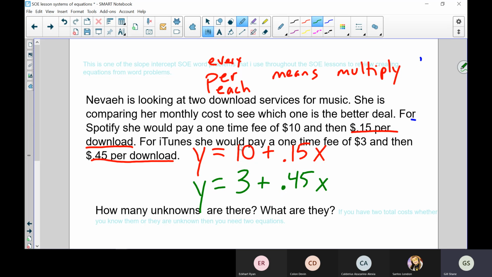I'm not solving anything out right now. If we were going to solve out, though, we would basically just set those 2 little expressions equal to each other. 10 plus 0.15x equals 3 plus 0.45x.